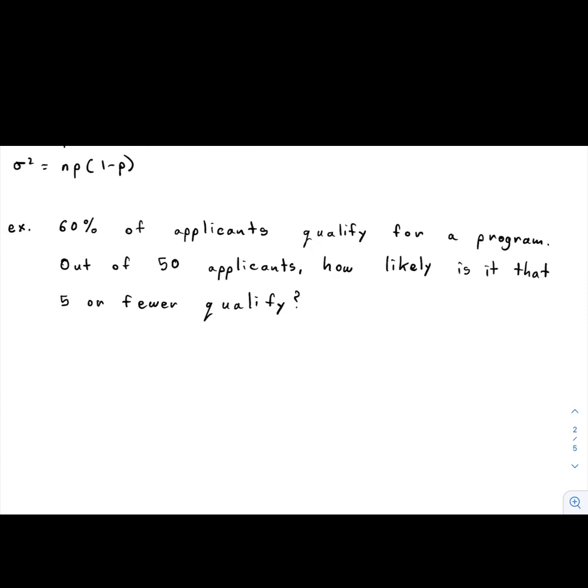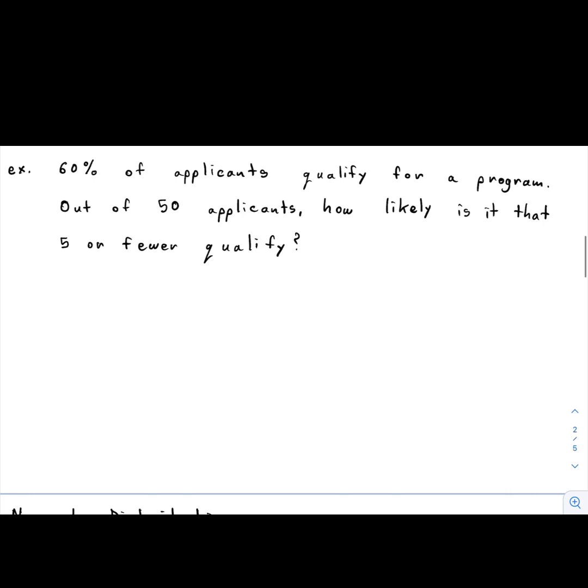In this example, let's just say we're considering a particular program. Let's just say it's some government program. And let's say that 60% of applicants qualify for that program. Out of 50 applicants, how likely is it that 5 or fewer applicants qualify? So let's parse out the information on this problem. We have p, or our probability of success, as being 0.6, or 60%. We have 50 trials, and we care about k being equal to 5, right? Because we want 5 or fewer to qualify.